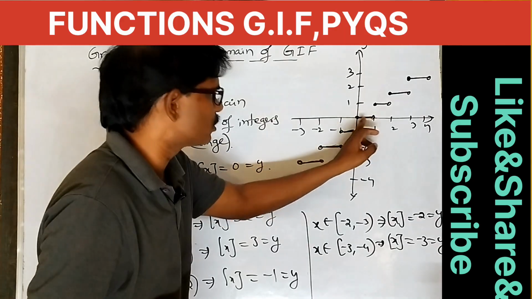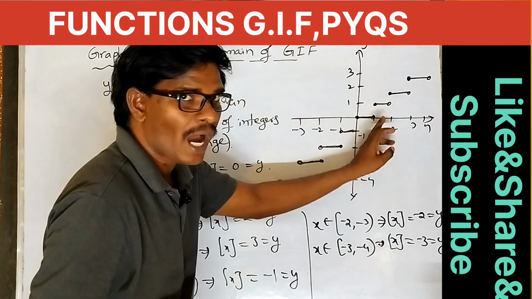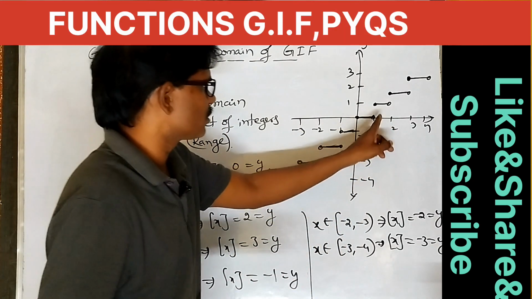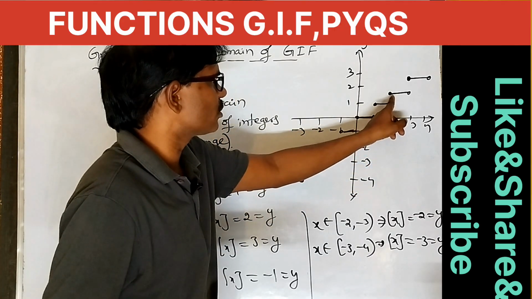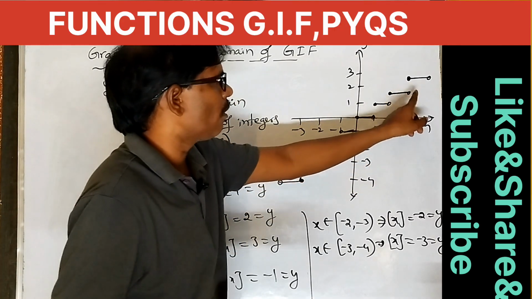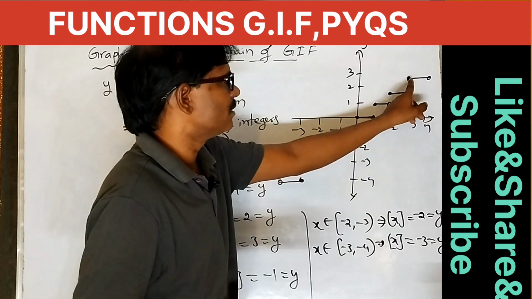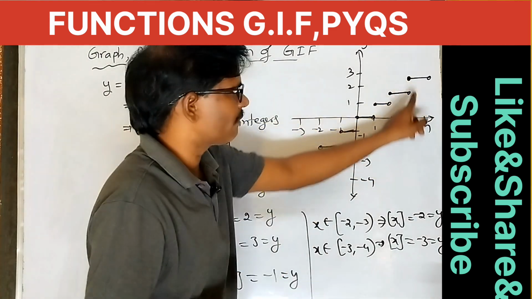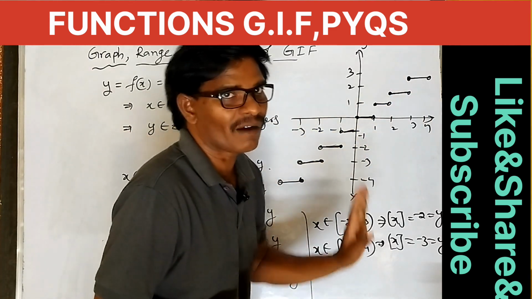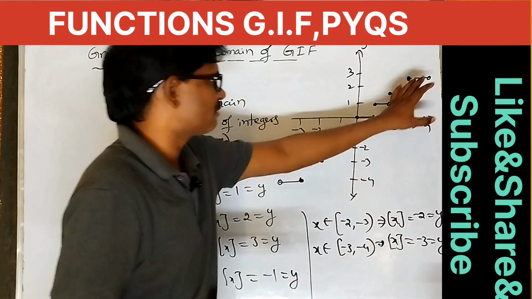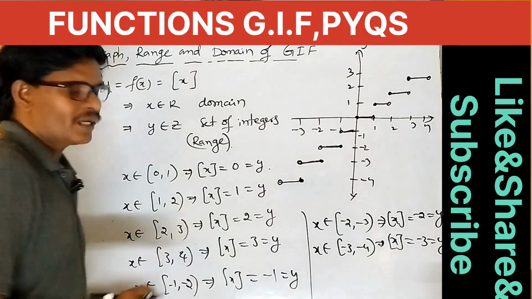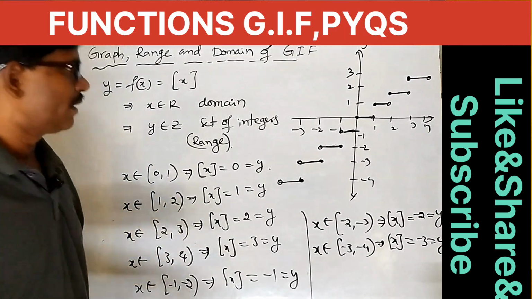0 to 1 means closed interval of 0 and open interval of 1. Here also the same: closed interval of 1 and open interval of 2. And this is also the same: closed interval of 2, open interval of 3. Closed interval of 3 and open interval of 4. That is the x value. This is the step function graph. Okay, understand the graph.